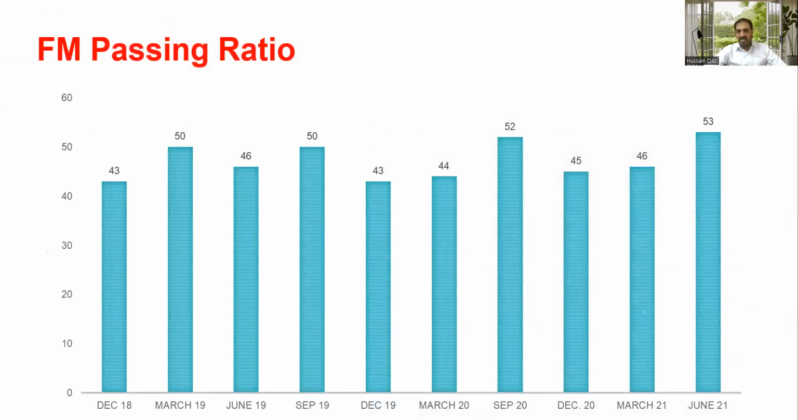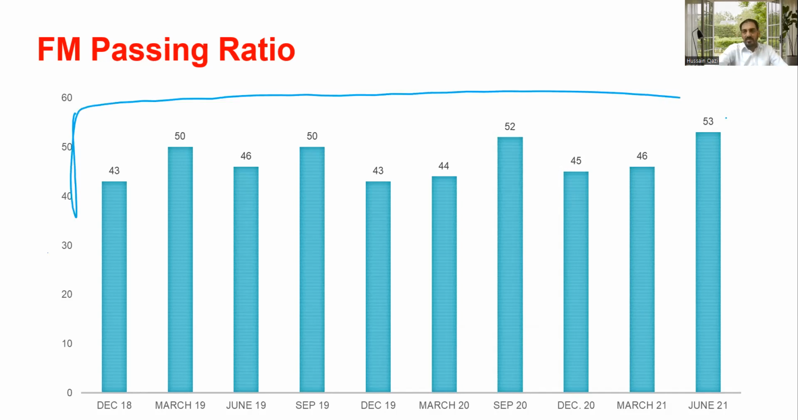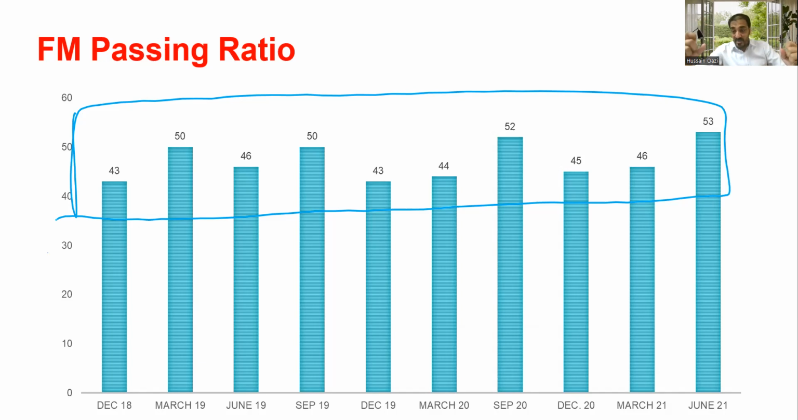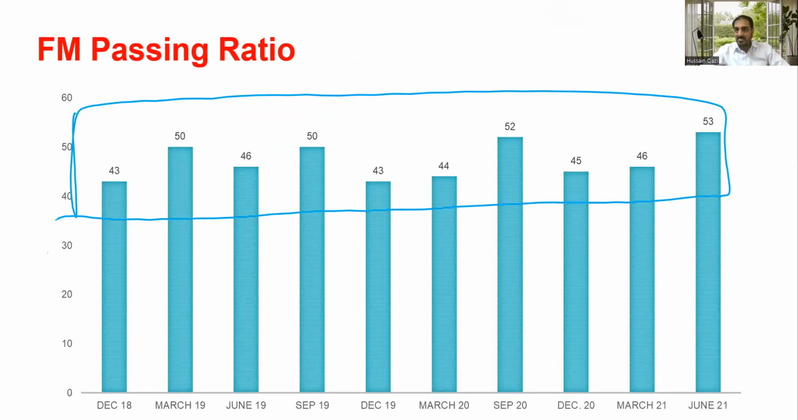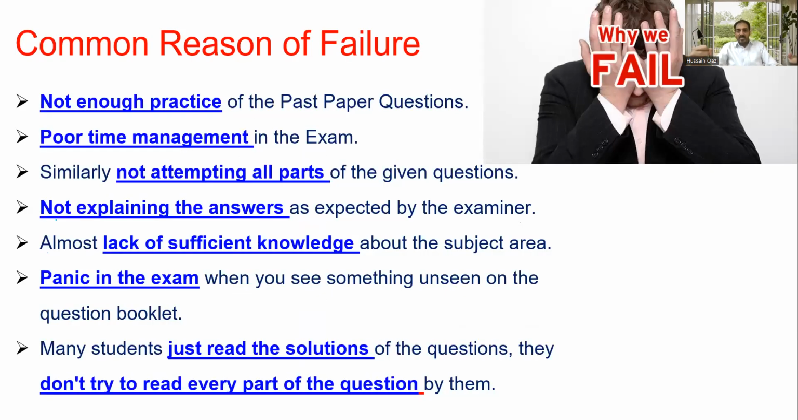The passing range is an average of 46%. This is what the passing structure looks like. Average 46%, this is the passing ratio. So you have to develop a strategy to become part of that group. Yes or no? Are you committed to become part of that group? That's good. So, very important thing to cover.